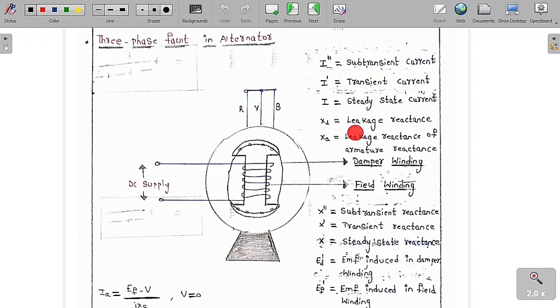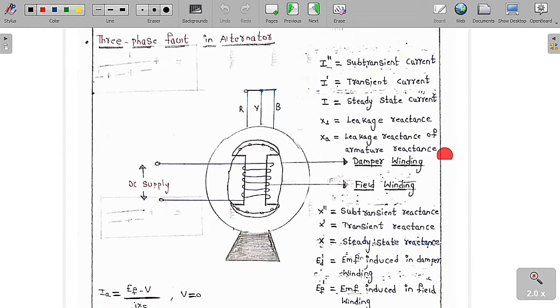Whereas XL is called the leakage reactance, and XA is called the leakage reactance of the armature reaction. It is basically the leakage reactance of the armature reaction. X double dash is called the subtransient reactance, X dash is called the transient reactance, and X is called the steady state reactance. And E double dash is called the EMF induced in the damper winding, and EF dash is called the EMF induced in the field winding.